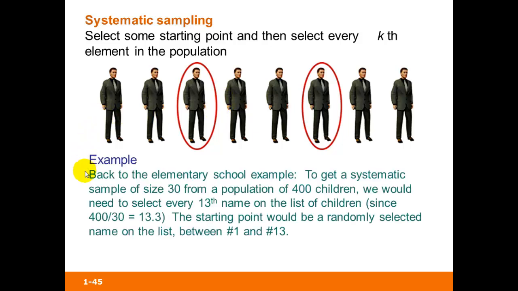If we were going to do this in our elementary school example, to get a systematic sample of size 30 from a population of 400 children, we need to select every 13th name on the list of children. We get 13 because if we divide our total population, 400, by 30, that gives us 13.3. So we'd round that down to 13. Now our starting point would need to be some randomly selected name on the list, somewhere between number 1 and number 13 on the list. So we'd select our starting point. That would be our first individual for our sample, and then after that we'd take every 13th name on the list.